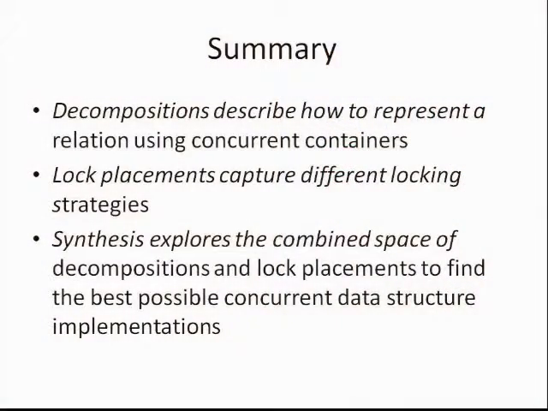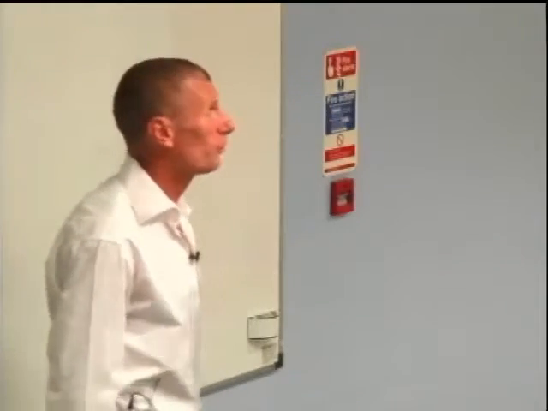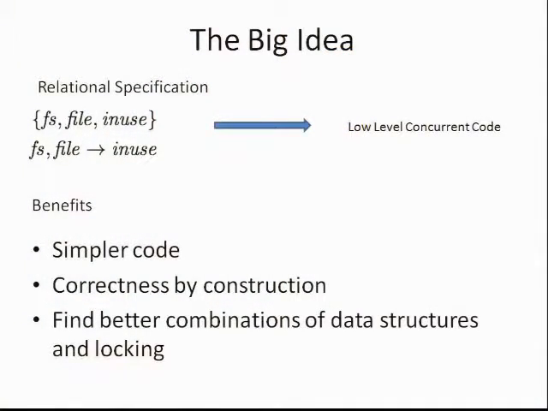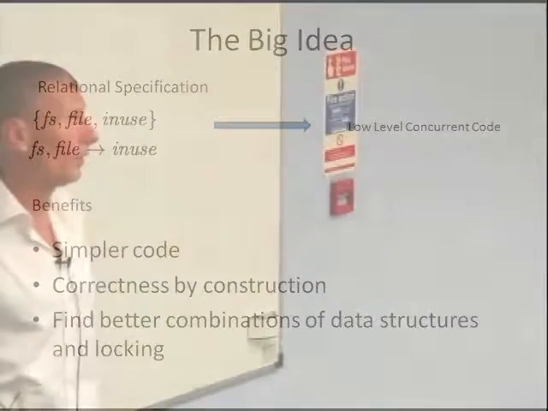The main difference, as far as I understand, is that these guys don't know how to handle the data structure. And we have this shape descriptor that we can handle, and this actually would give us some benefit. So, in summary, the decomposition describes how to represent a relation using containers, and lock placement captures the different locking strategies. And then we have synthesis, even though Josh doesn't like the name, but synthesis is a way to explore the combination space of the decomposition, and we just do testing and use this admissibility. And the big idea is we can go from this high-level language into a low-level representation.